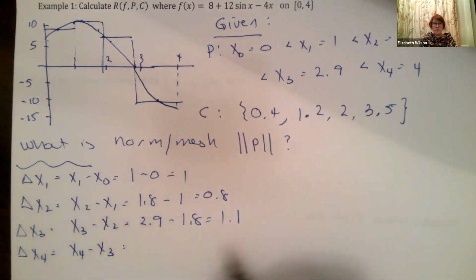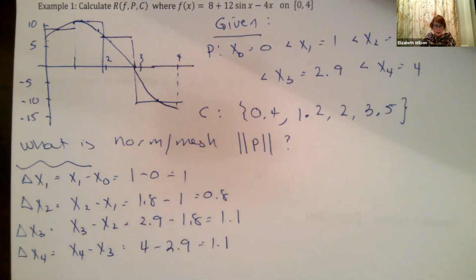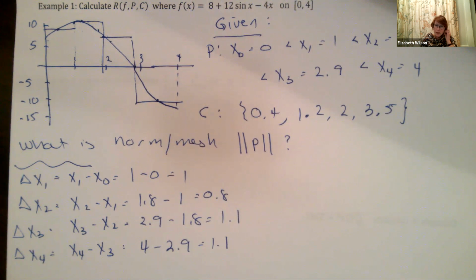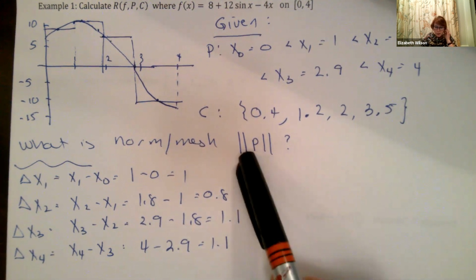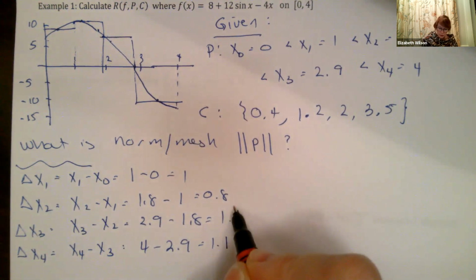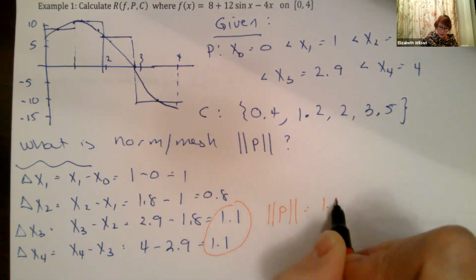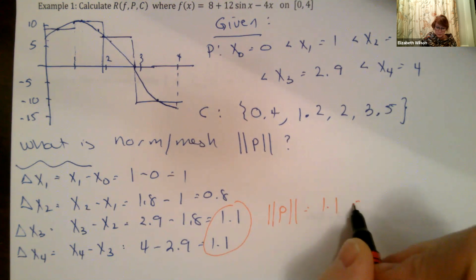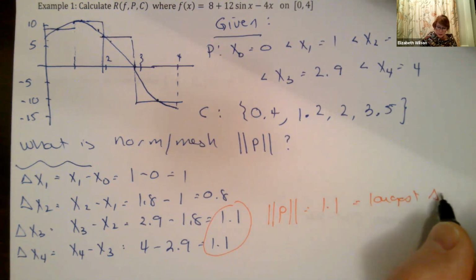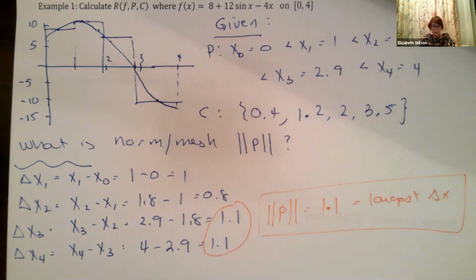See, notice I'm using the current one minus the previous one to tell me what my delta is. So this is 4 minus 2.9, that's equal to also 1.1. So I need to look on here. Remember the mesh, the norm of P is like the biggest delta that we have. So these two are equal to each other. So this, right, that's our largest delta x value. I guess I just answered that question there. It's equal to 1.1. Okay, but now I've got all my delta x's.